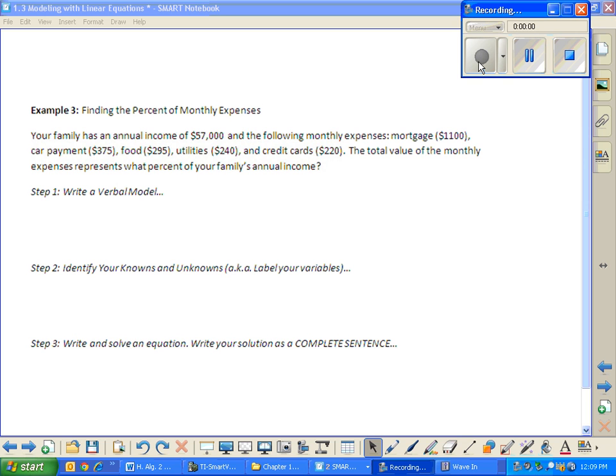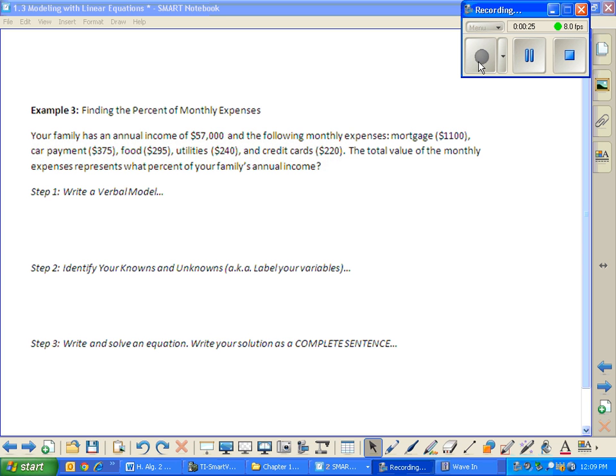Where we left off in class today, we are finding the percent of monthly expenses in this example 3. We're going to use our same 3-step approach once again. Step 1, we write a verbal model. Step 2, we identify our knowns and unknowns, which is actually the step that we do first in class. And then step 3, we're going to write and solve an equation using complete sentences.